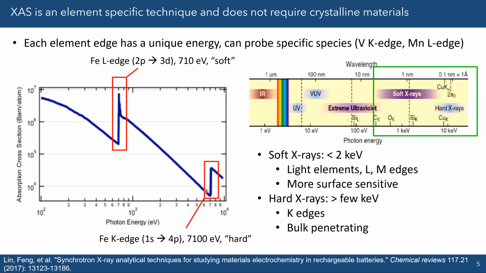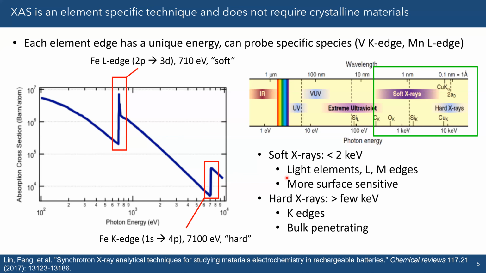So the soft X-rays, usually you use them for lighter elements because they have lower binding energies for the core electrons, so that you don't need as much energy to knock out those core electrons. In addition, usually higher principal quantum number edges, such as the LMN edges, are used for soft XAS. This is because as you go further away from your core, also the binding energy decreases.